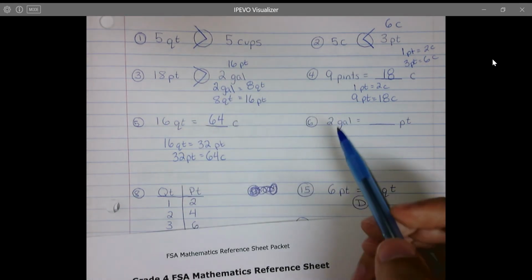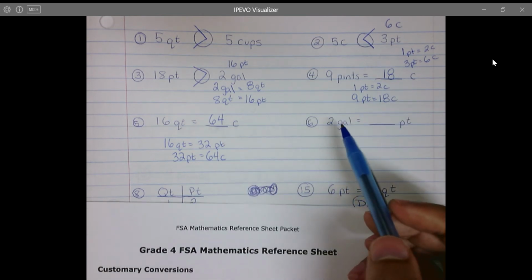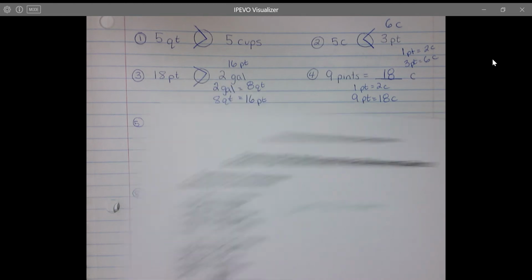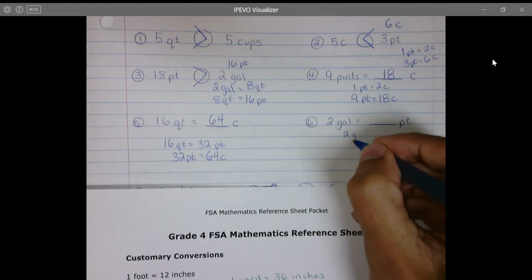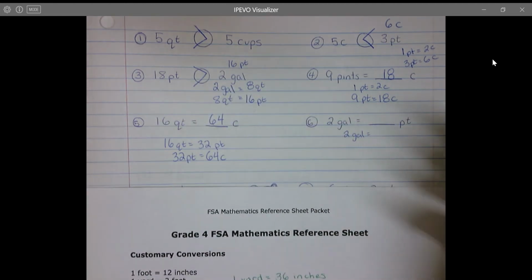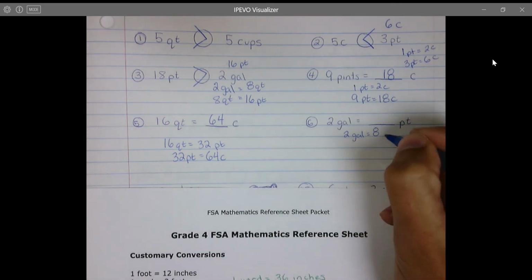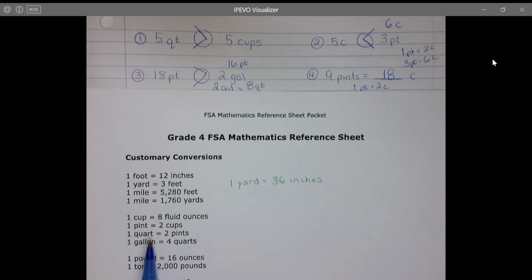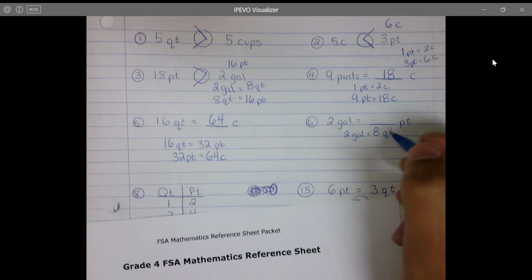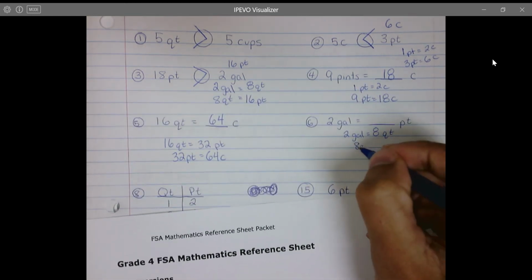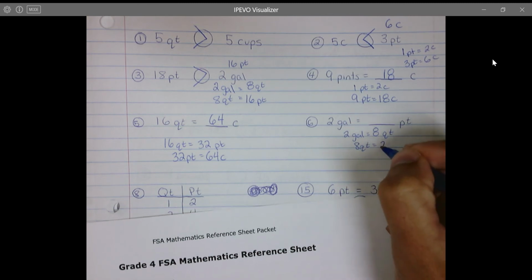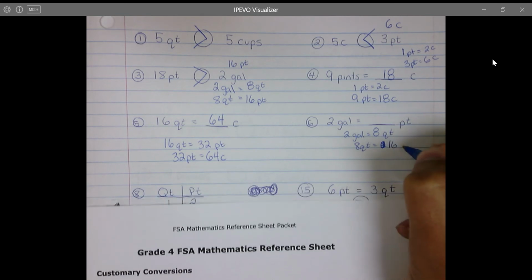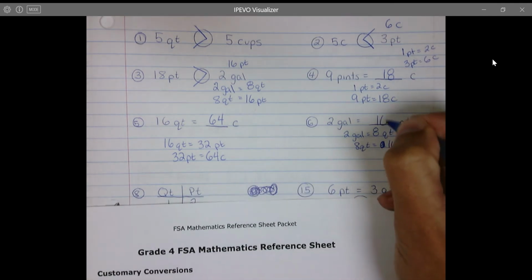And then the final one that I'm going to walk you through: 2 gallons equals how many pints? Well, 1 gallon is 4 quarts, so since I have 2 gallons, that would be 8 quarts. Then I need to go from quarts to pints: 1 quart is 2 pints, so since I have 8 quarts, that would be 8 multiplied by 2, which is 16 pints. So that would be 16 here.